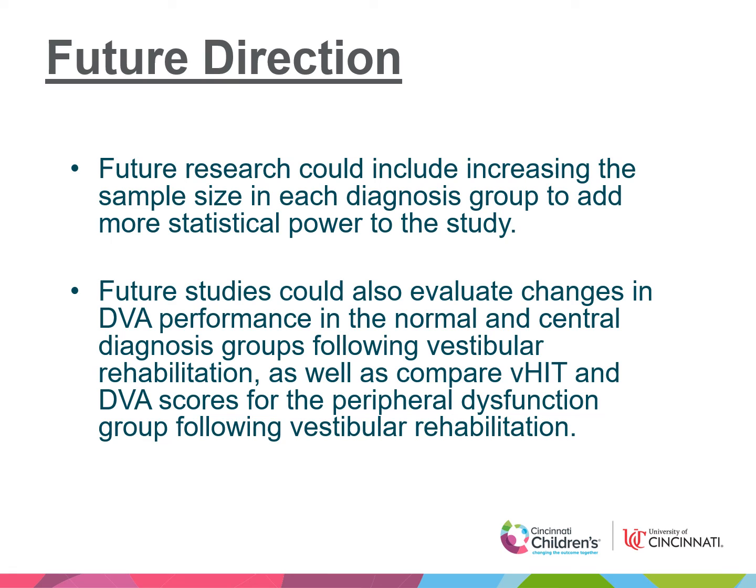So future research could include increasing the sample size in each diagnosis group to add more statistical power. Future studies could also even evaluate changes in DVA performance in the normal and central diagnosis groups following vestibular rehab, as well as even comparing vHIT and DVA scores for the peripheral dysfunction group following rehab as well.